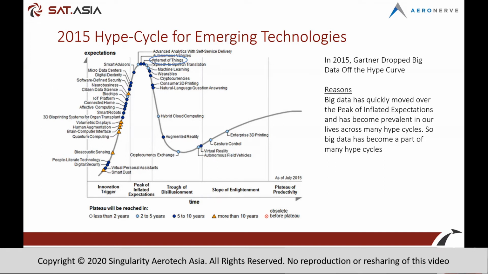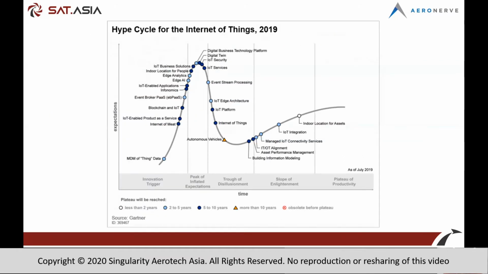Now I did not jot down here, but in 2015, Internet of Things is still at the peak. It started to go through the disillusionment period. And in 2019, it has become quite a norm actually.